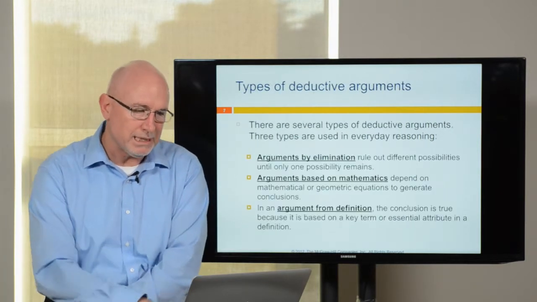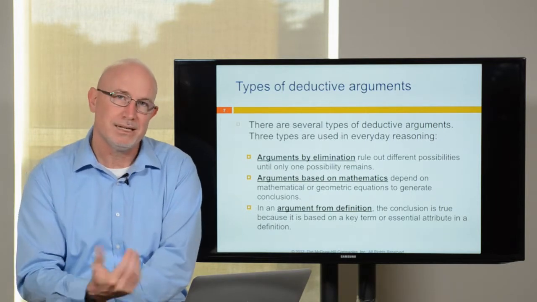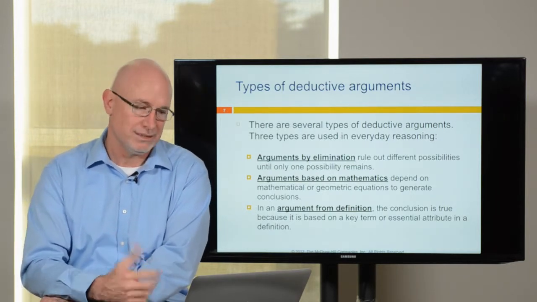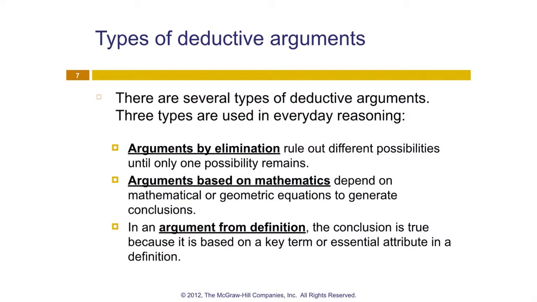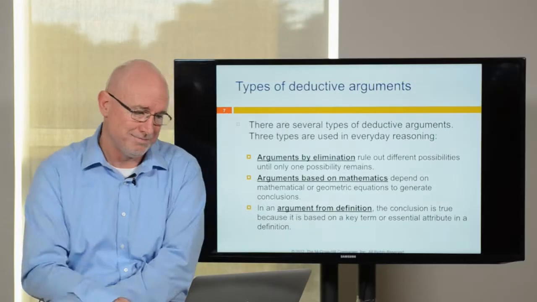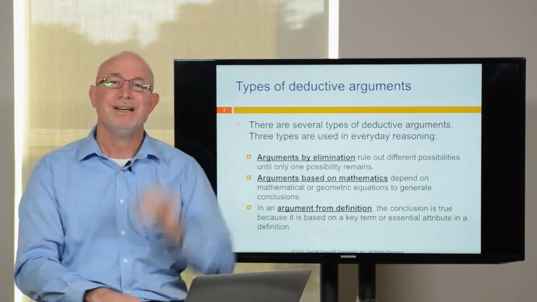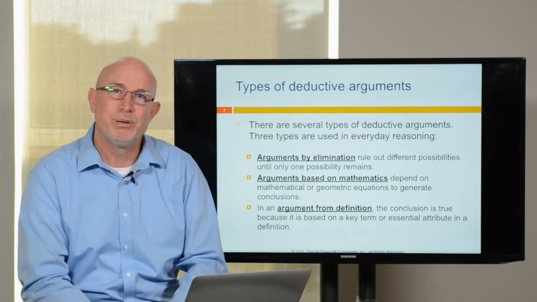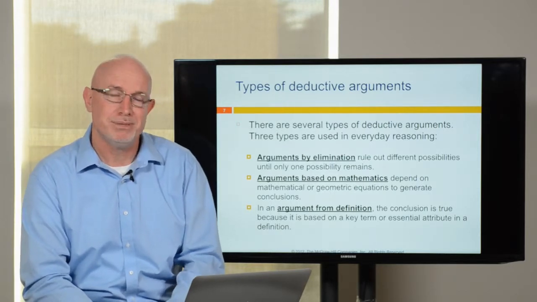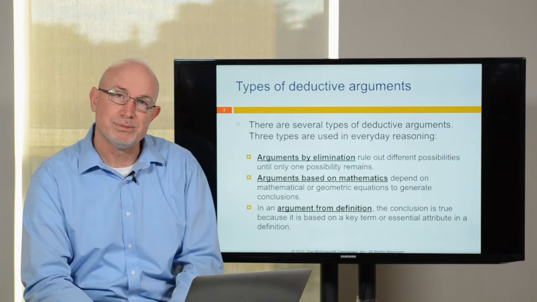When we're thinking about deductive arguments, just as with inductive arguments, there are also types of deductive arguments. Just as in inductive there are three, so in deductive there are three that are used in everyday reasoning: arguments by elimination, arguments based on mathematics, and arguments from definition. An argument by elimination rules out different possibilities, as we read in our opening statement. When you've eliminated all possibilities, what remains must be true, until only one possibility remains.